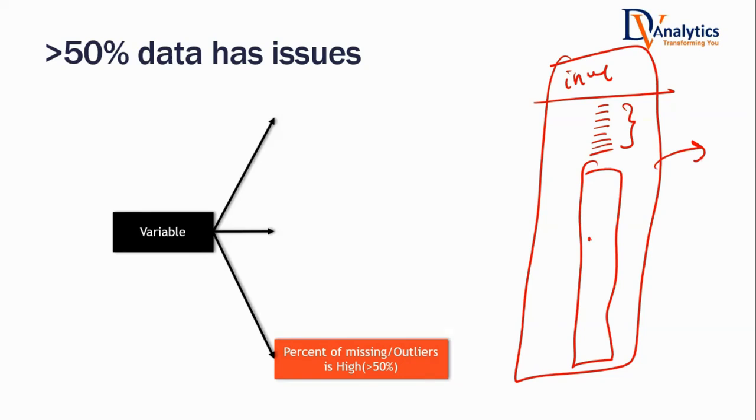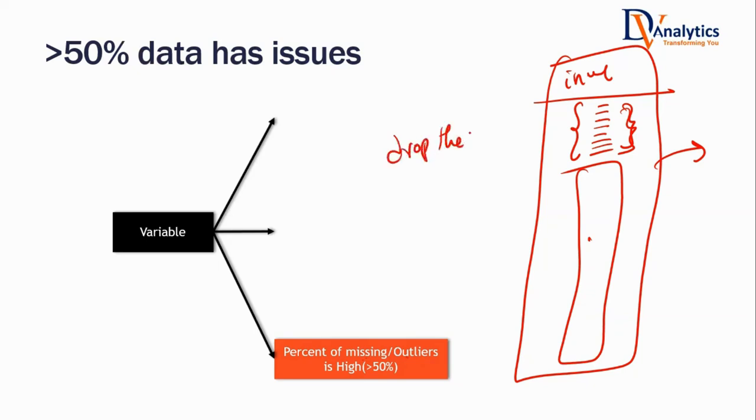No, sir. Do you think this 30% is a representation of the population, or is it a biased sample which is telling us about only one certain population? It doesn't really represent the whole population. So it's a bias. It does not represent the full population. It's not a good idea to simply calculate the average and fill it in. Never ever do that. If the percentage of missing values or outliers is more than 50%, drop the column.